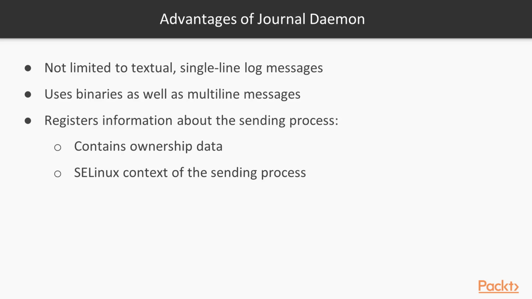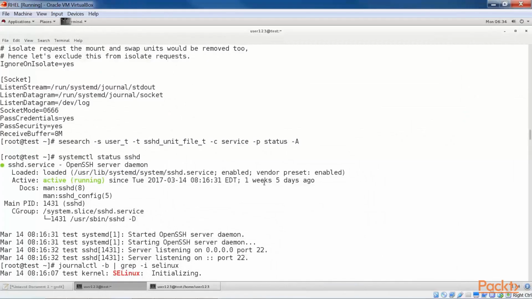The journal daemon also registers information about the sending process alongside the log messages itself. This additional information contains ownership data, that is, process owner, including the SELinux context of the sending process. Now let's see how to retrieve SELinux related information.